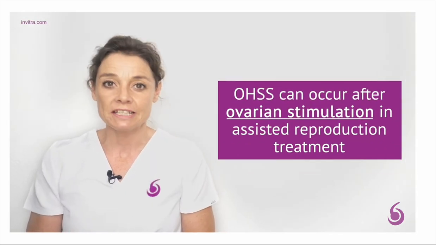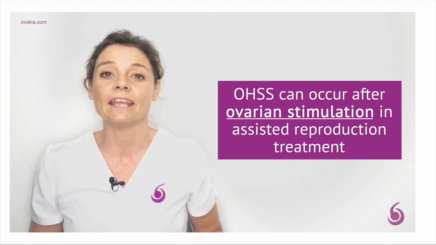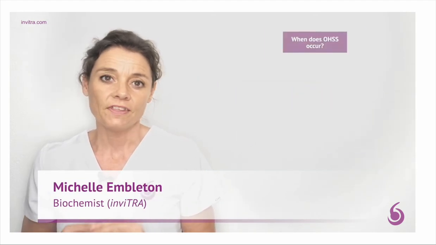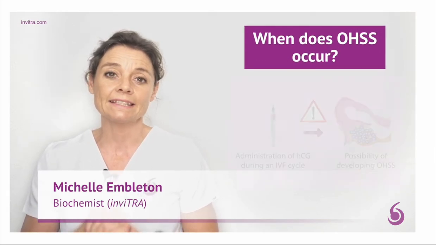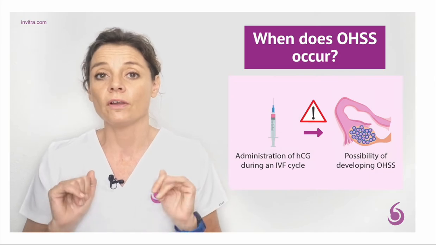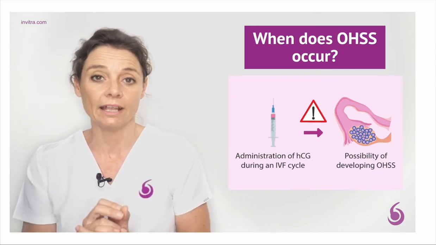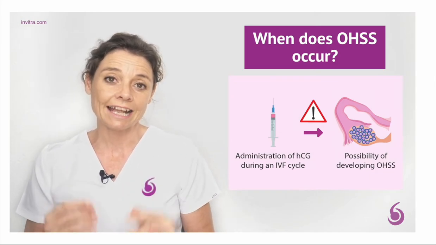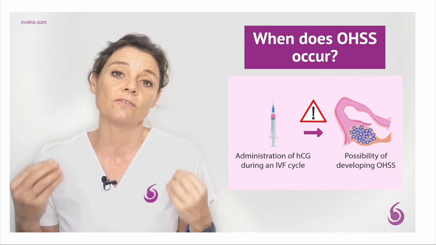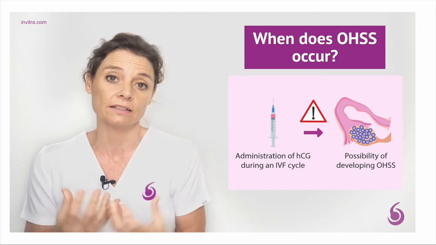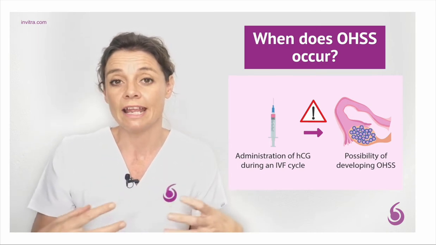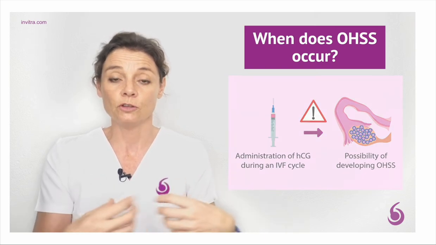Ovarian hyperstimulation syndrome can occur following the ovarian stimulation of an assisted reproduction treatment. The HCG hormone is given usually to trigger the final maturation of the egg cells prior to the egg retrieval. HCG is actually the main trigger cause of OHSS, as it increases the vascular permeability of the cells. This basically means that the spaces between cells in the ovary can become filled with fluid.